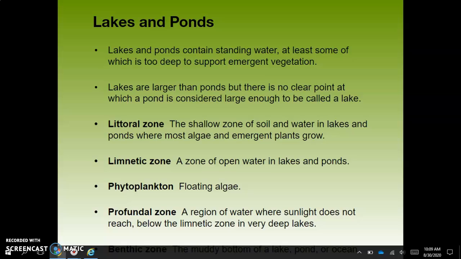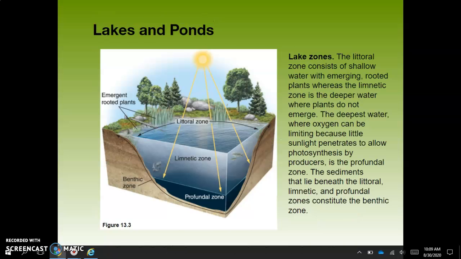And then a benthic zone, and it's cut off a little bit in this presentation, but the benthic zone is just the muddy bottom of a lake, a pond, or an ocean. So we do have benthic zones in both freshwater and saltwater aquatic biomes.